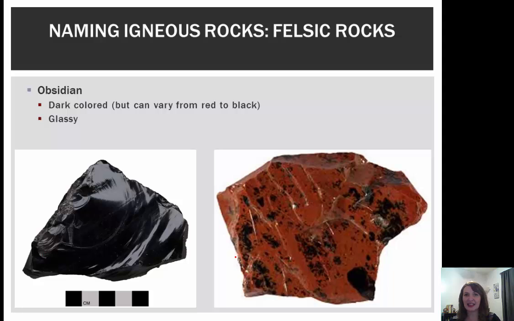Alright, next is going to be obsidian. Now, this might be an exception to the rule of looking at them and determining whether it's felsic or if it's mafic, because obsidian is black, but it's actually a felsic rock. So it can vary from black to red, and it has that glassy texture.